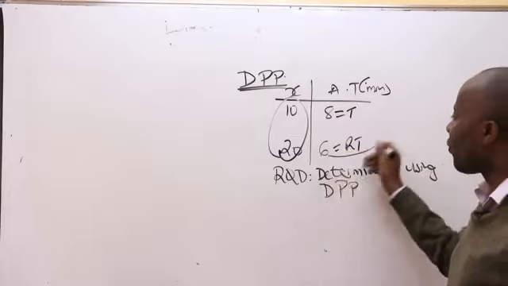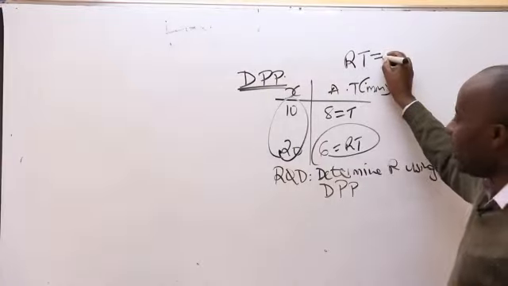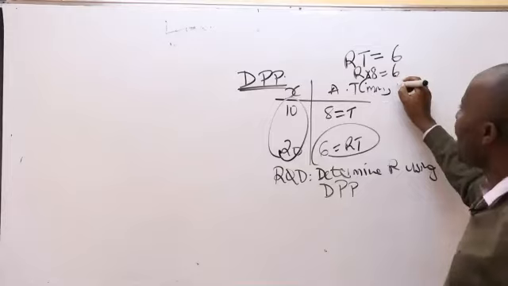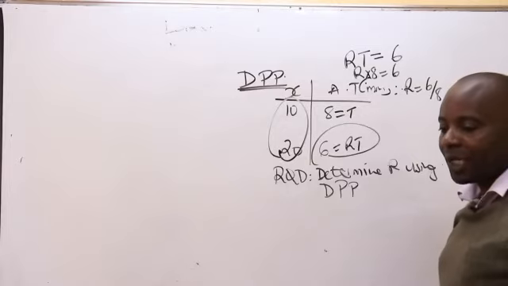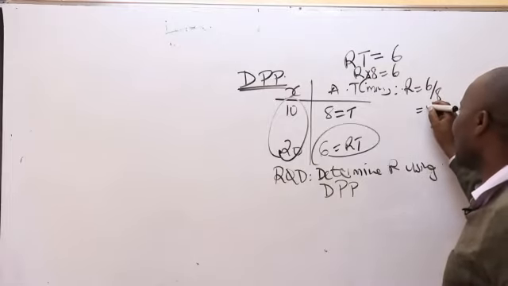And then I'll pick it from here. We are saying that our rt equals 6. So our r times 8 equals 6. Therefore, r will be 6 divided by 8. So 6 divided by 8 will give us 0.75, which is the same as 75%.